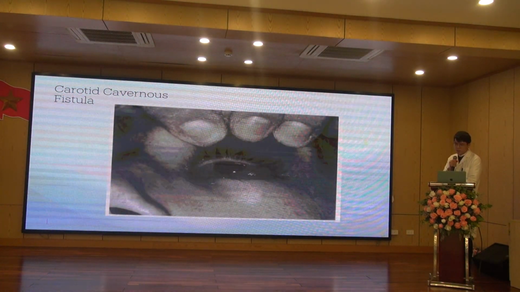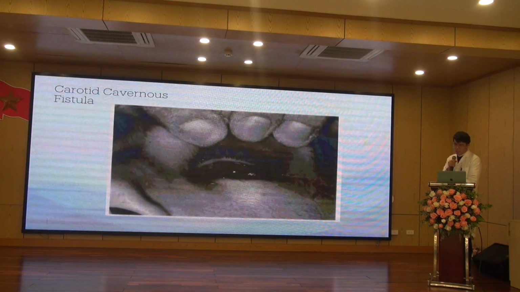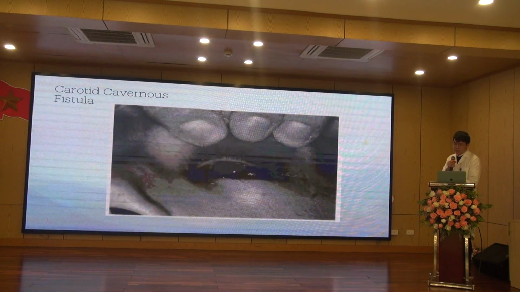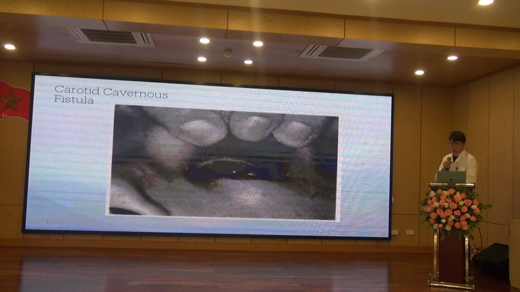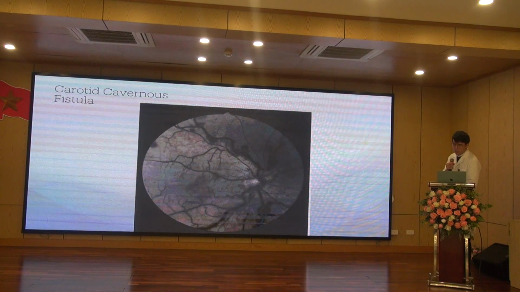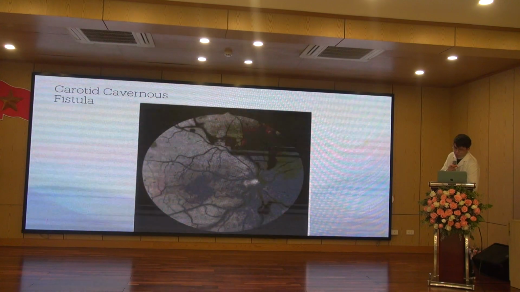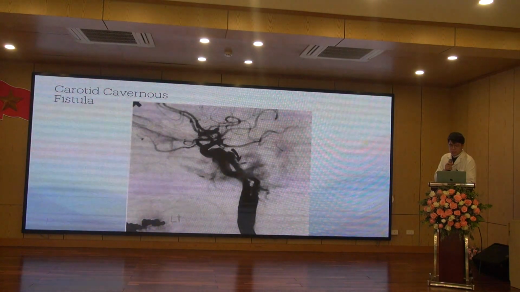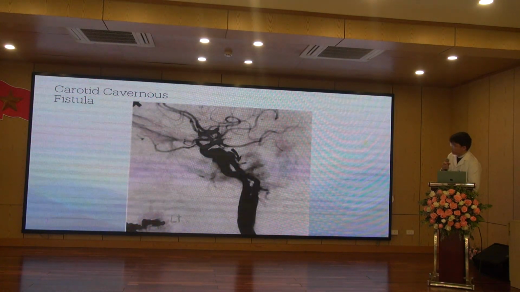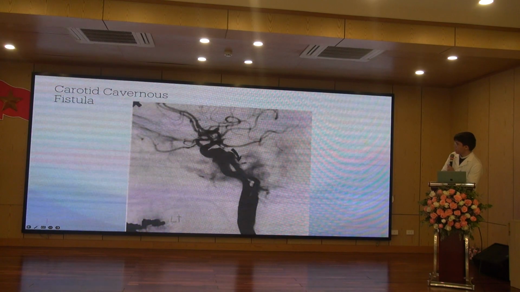Here is an example of traumatic CCF. A teenage boy fell off, and he had an immediate left CCF. You can see chemosis of the conjunctiva. This is a picture of ophthalmoscopy. You can see venous retinopathy with a lot of hemorrhage and dilated veins. The patient after that had angiography, and you can see a fistula between the ICA and the cavernous sinus.